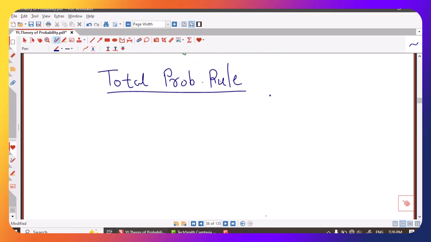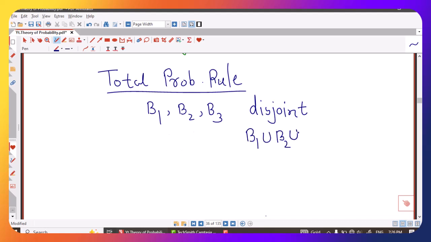Now, to understand total probability rule, first I am considering three events denoted by B1, B2, B3, and I assume that these three events are mutually exclusive or they are disjoint events, and if we consider their union, then we get whole sample space.